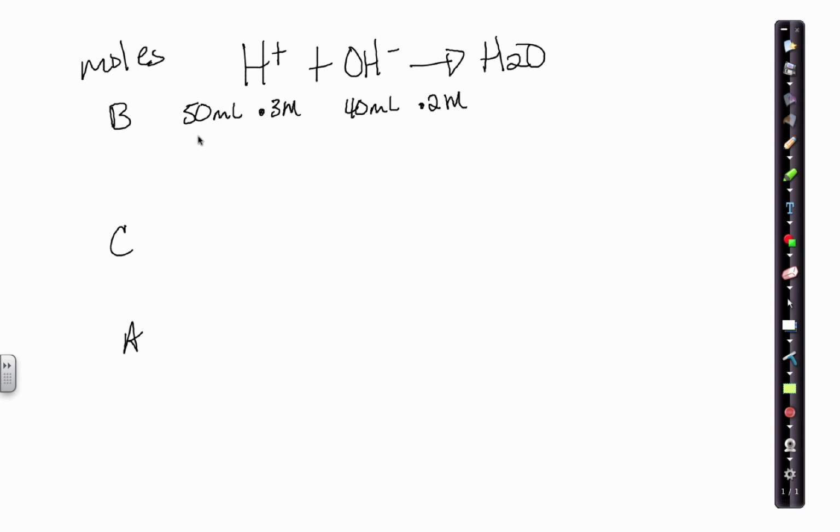All right, so 50 milliliters is actually 0.05 liters. You're going to take that, multiply that by 0.3 moles per liter. You get 0.015 moles. All right, so now I'll do the same thing here. You're starting with 40 milliliters or 0.04 liters this time.